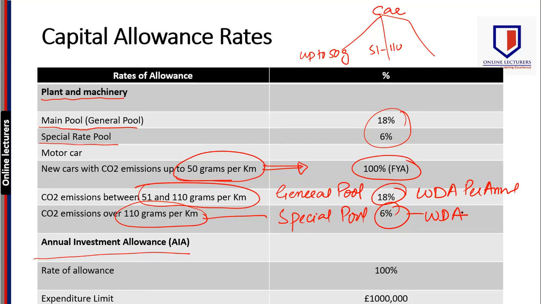So accordingly, plant and machinery would attract 100% allowance up to 1 million of AIA, except cars, and then subsequently the WDA of either 18% or 6%. But as far as a car is concerned, you have to check the carbon dioxide emission rate, and as per the carbon dioxide emission rate, you can get first year allowance, or you can get the normal WDA of either 18% or 6%.